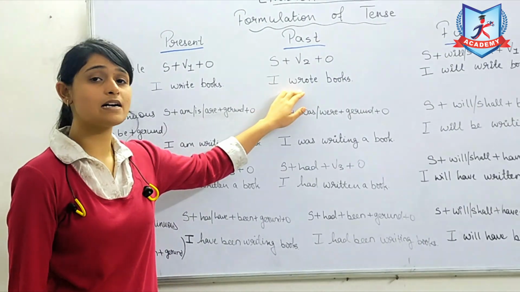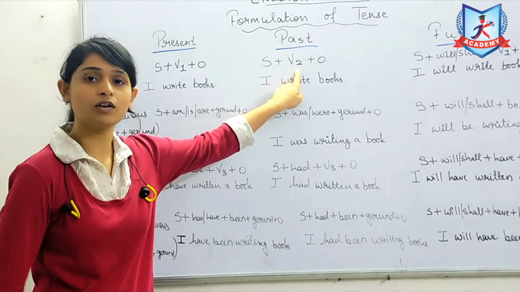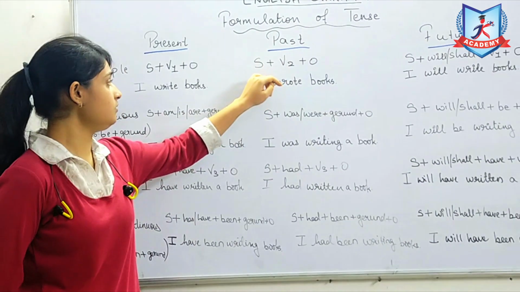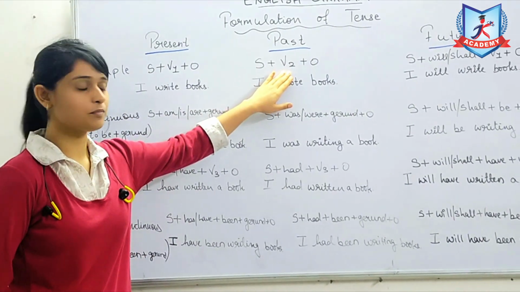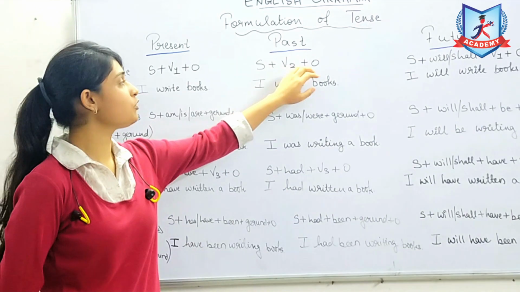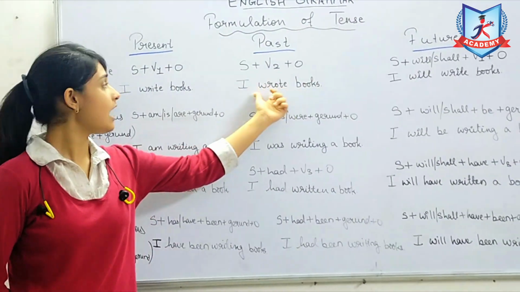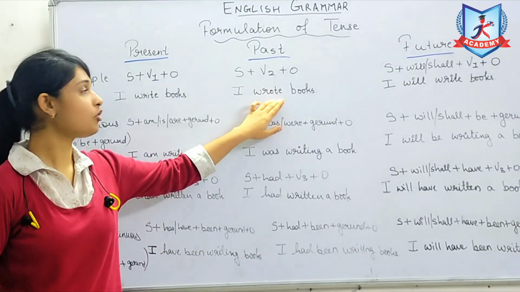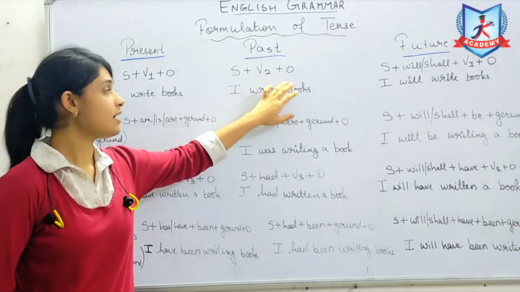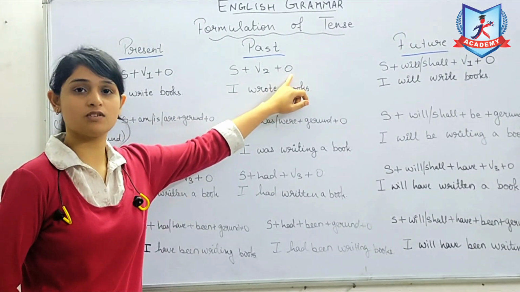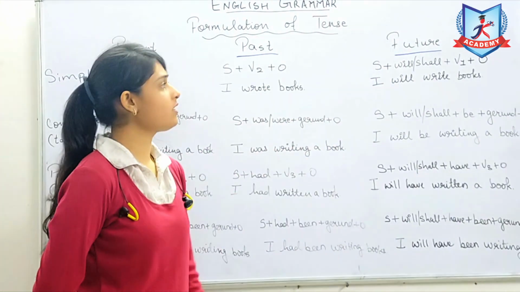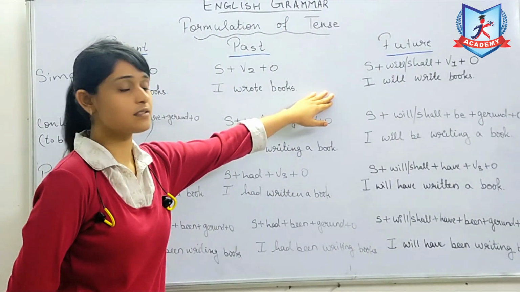In simple past we use the V2 form of the verb, that is the past form of the verb. Subject plus V2 plus object, that is I wrote books. In this case I is the subject, wrote is the V2 form of the verb and books again object. Moving on to simple future tense.